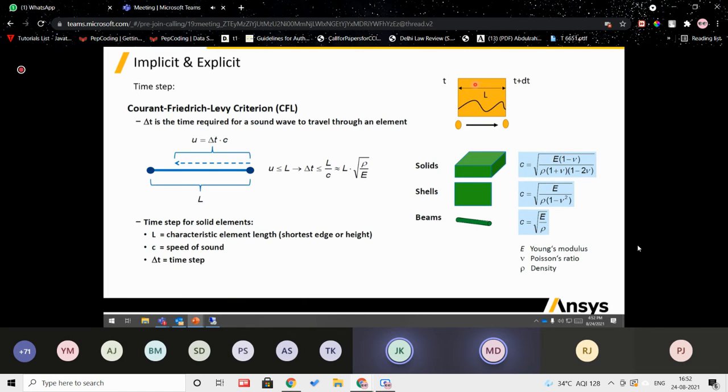So from this equation, in this figure itself, you can see that the time step will depend on this length and will be depending on the speed of that sound wave. For the sound wave, we have square root of E by rho. For beam or shell, for simplification, we are putting it as E by rho. So here your delta T will be directly dependent on your length and your rho, and it will be inversely proportional to your Young's modulus.